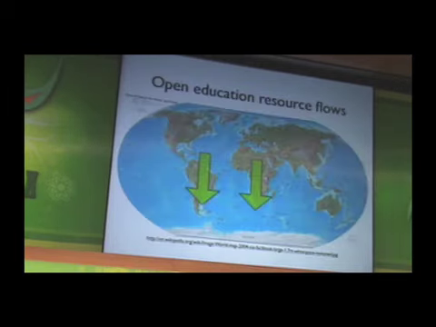Another example is of open educational resource flows. Now, there's no real data on this that I know of, but it's quite interesting to see how there is a real lack of active participation by the Global South in creating open educational resources, and a huge and rapidly growing movement in the North to open up open educational resources and textbooks. So these are the problems.